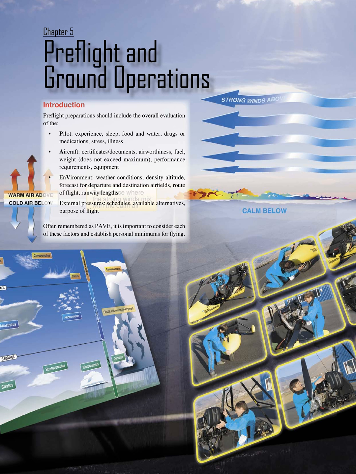aircraft: certificate/documents, airworthiness, fuel, weight does not exceed maximum, performance requirements, equipment; environment: weather conditions, density altitude, forecast for departure and destination airfields, route of flight, runway lengths; external pressures: schedules, available alternatives, purpose of flight, often remembered as PAVE. It is important to consider each of these factors and establish personal minimums for flying.